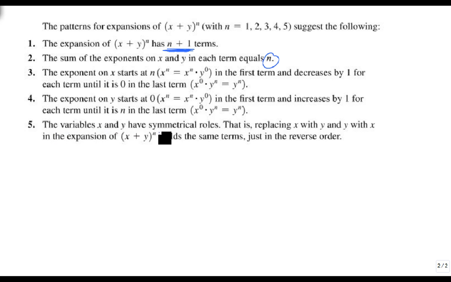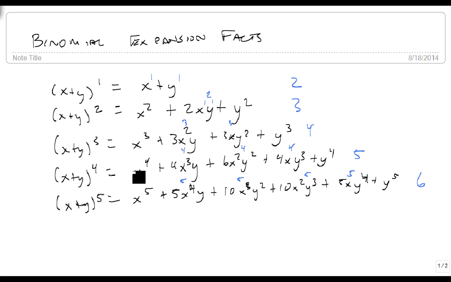And that the variables x and y have symmetrical roles. That is, if you replace x with y and y with x, then the expansion of x plus y yields the same terms, just in the other order. So if I just turn this around, instead of going x to the fourth to y to the fourth, I could go y to the fourth to x to the fourth, but I get the same thing, even if all I did was swap the orders. They'd just be written backwards.